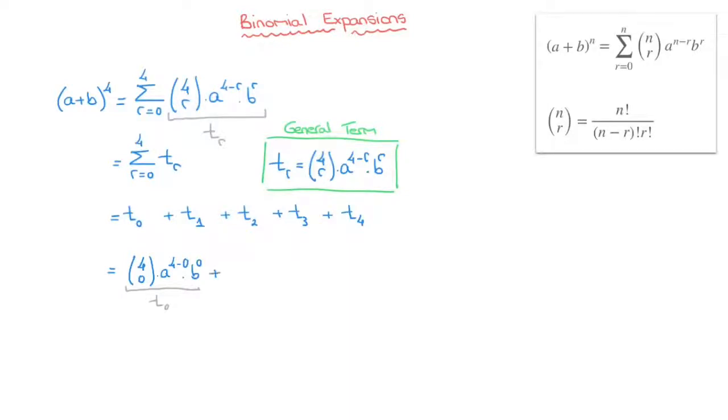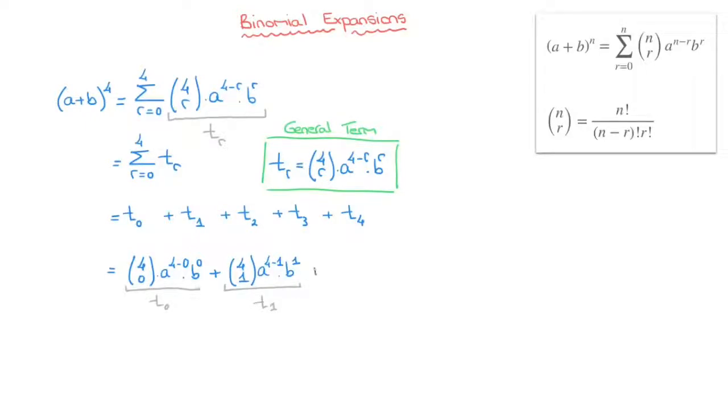I add to that the second term, that's t sub 1. And in a similar way, all I have to do to find t sub 1 is replace every single r that I see by 1. So that would be the binomial coefficient 4 choose 1, times a to the power of 4 minus 1 times b raised to the power of 1. And that's t sub 1 taken care of.